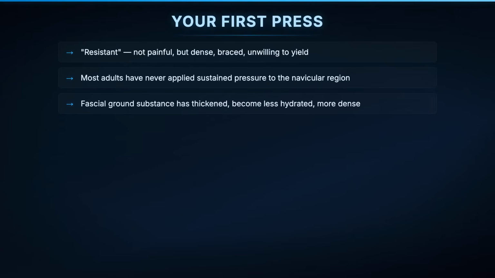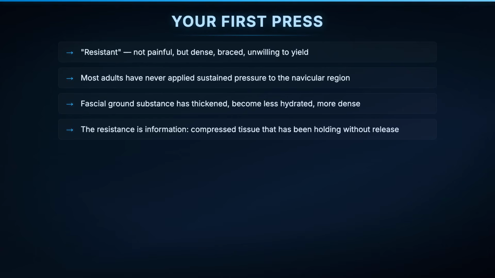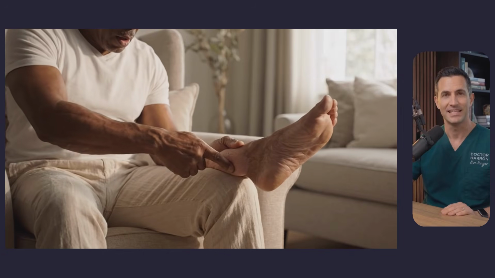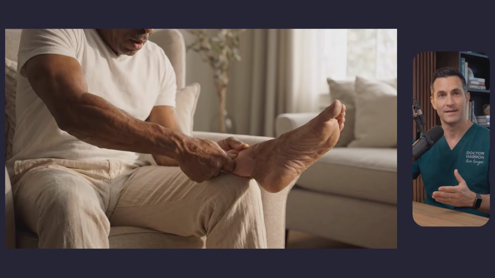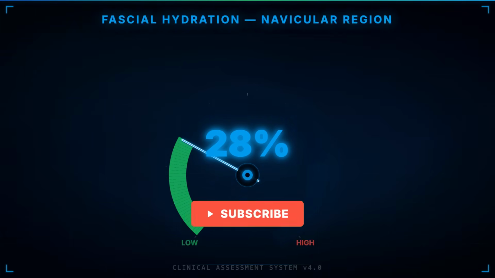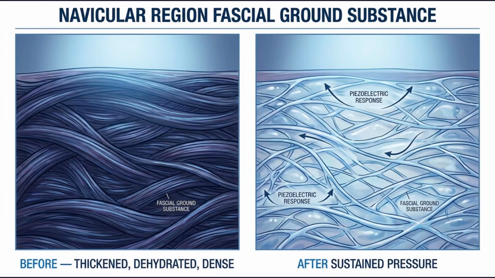There is something specific that happens when you first press here. The tissue is tender isn't quite the word I'm looking for. Resistant is closer. It has a quality of not wanting to yield. Not because it's painful necessarily, but because it has never been asked to yield. Most tissue responds to regular contact by becoming accustomed to it. The navicular region in most adults has never had sustained, directed pressure applied to it, which means the ground substance of the fascia there, the fluid matrix that determines how responsive connected tissue is, has thickened slightly, become less hydrated, more dense. You press in and you meet something.